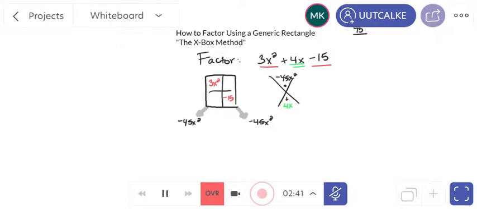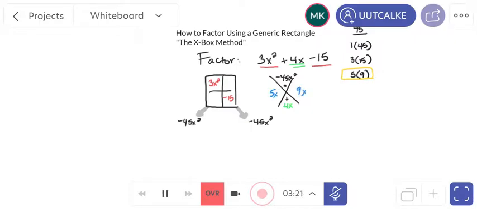So I like to start from the beginning with the number 1. 1 times 45 is 45. That's one pair. 2 doesn't go in evenly. We also have 3 times 15, and we finally have 5 times 9. When I'm looking at these values, I want one of them to be positive and one of them to be negative. And I also want them to add to 4x. So the numbers that I'm looking for are 5 and 9. Here I can write 5x and 9x.